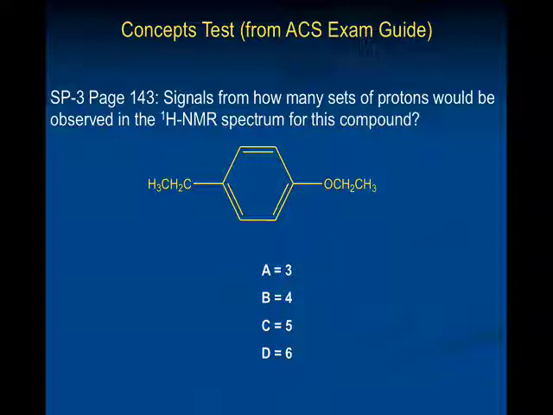This comes from the ACS exam guide, so these are types of questions you might expect to see on the ACS exam. This comes from that style guide on page 143, so if you have a copy of it, you can follow along. Signals from how many sets of protons would be observed in the proton NMR spectrum for this compound? In other words, how many signals are we going to see?